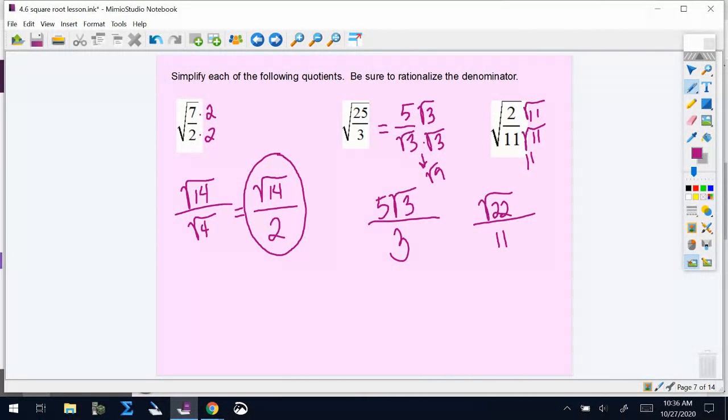One thing that might be helpful to realize is if you take the square root of a number times the square root of that exact same number, you're going to get that number. The square roots will cancel out. So we kind of use that a lot for these.